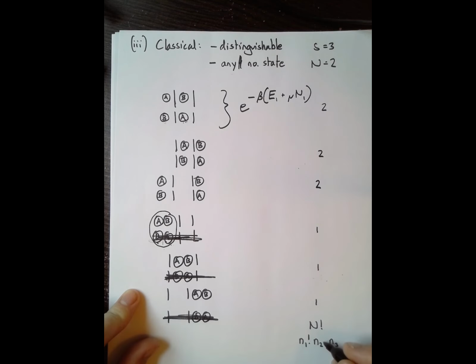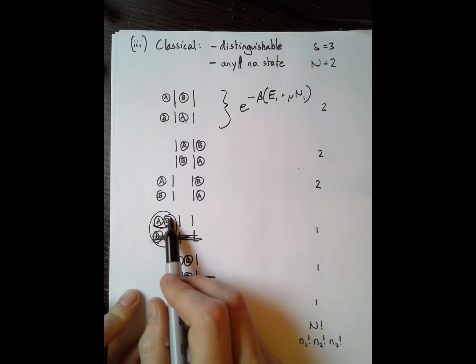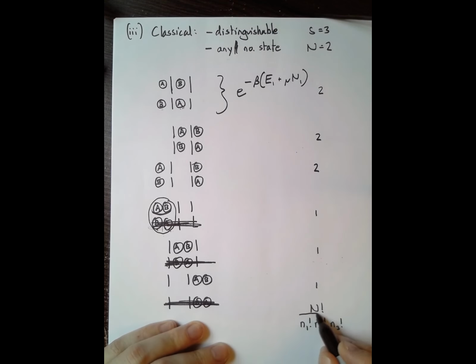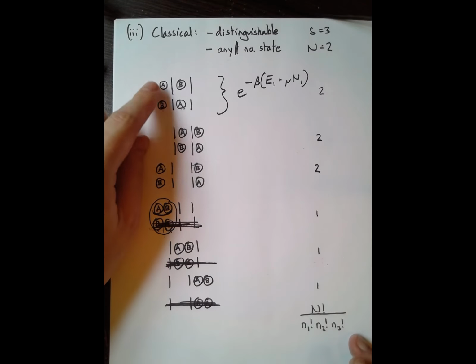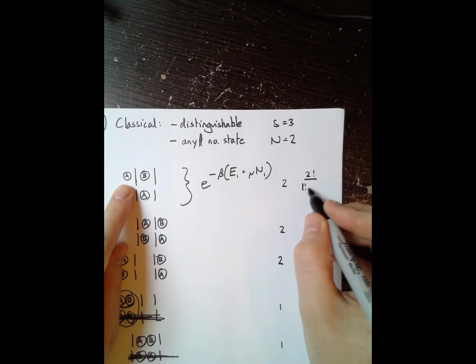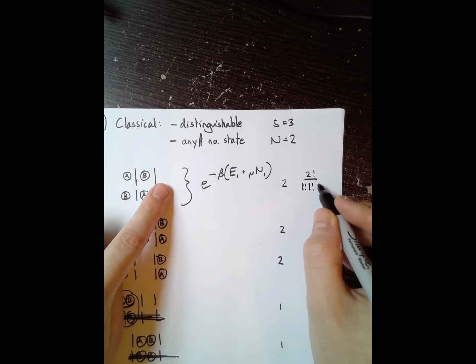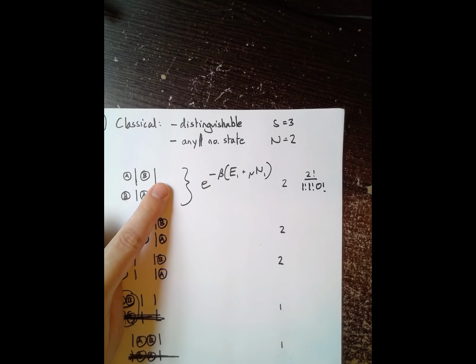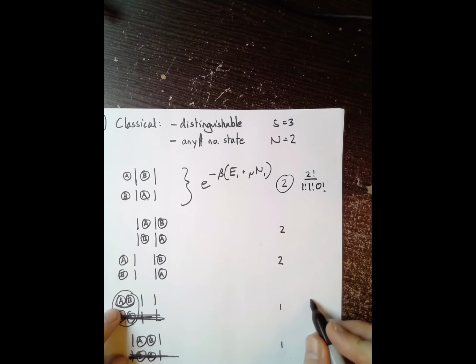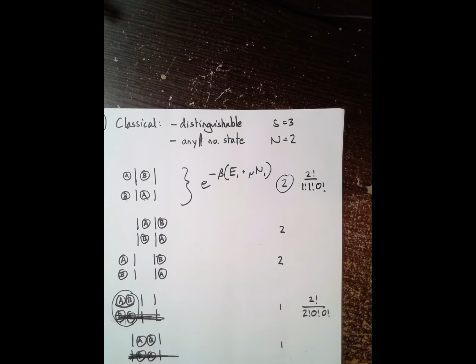So I need to divide by the ways of arranging particles in the same state. So I need to divide by n1 factorial, n2 factorial, and n3 factorial. Okay, so for example, up here, I have 2 factorial divided by 1 factorial times 1 factorial times 0 factorial. 0 factorial is defined as 1, so this is just 2 divided by 1, which is 2. Whereas down here, I have 2 factorial divided by 2 factorial, 0 factorial, 0 factorial, which is equal to 1.